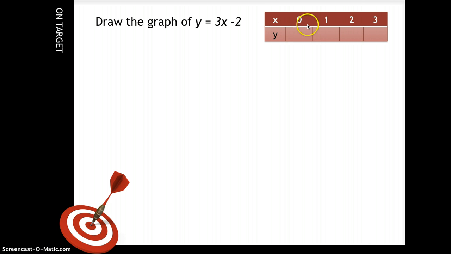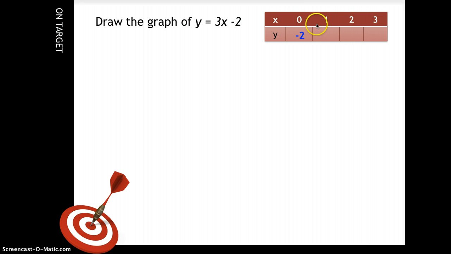Now, I have chosen values 0, 1, 2, 3 for x. To find the value of y, all we have to do is substitute 0 for x. So for the first pair, when we substitute 0 to x, 3 times 0 is 0 minus 2, then you will get negative 2. Let's keep on doing the same method.